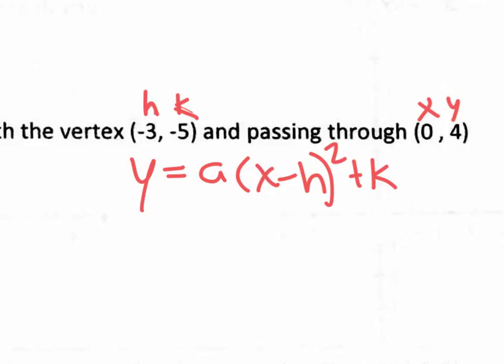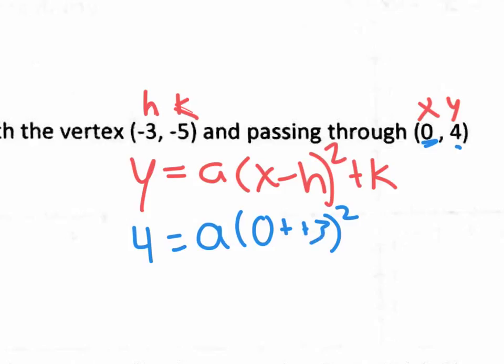So what I'm going to do is plug in everything. I'm going to plug in my y value, which is 4. I'm going to plug in my a value, which I don't know, so I leave it as a. I have the parentheses, I have the square. Inside the parentheses, I have a 0 for x, minus h, which happens to be a -3. And yes, you have to change the sign. So it's really going to be 0 plus 3 in there. Let's not forget about the plus k, which in this case is -5, or plus -5.